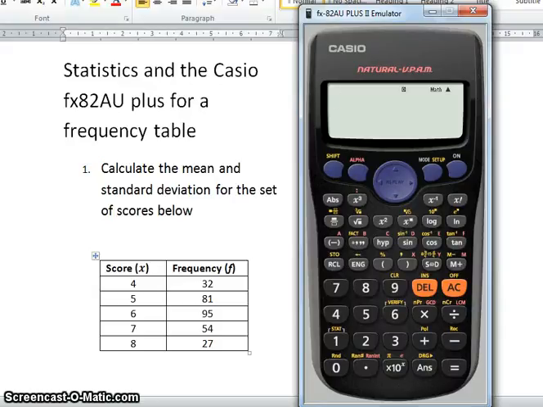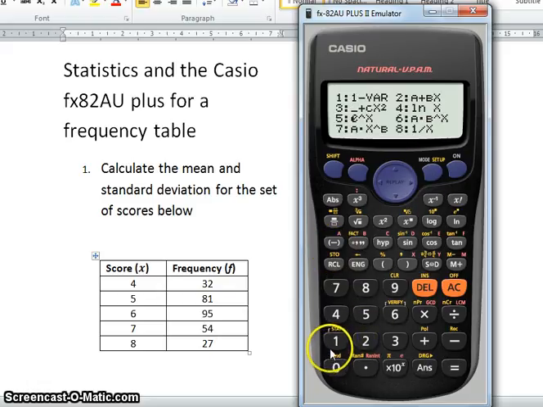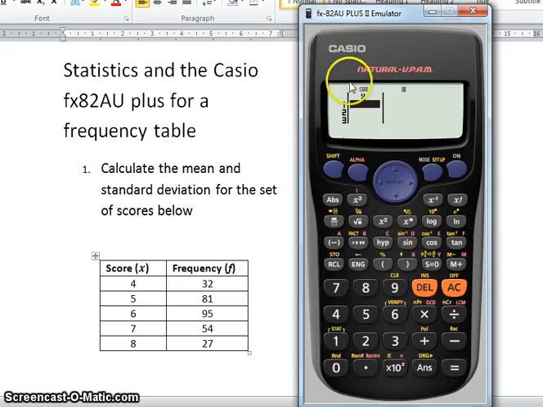This is the second clip of two, just showing you the way we can use the Casio FX82AU Plus in order to do some calculations in regards to statistics, primarily the mean and the standard deviation. So we start off by getting our calculator in statistics mode. So we press mode, 2, and then 1. So now we have statistics mode.